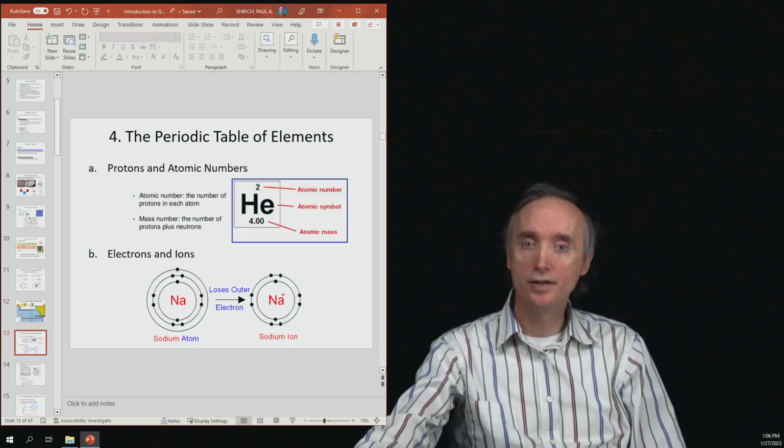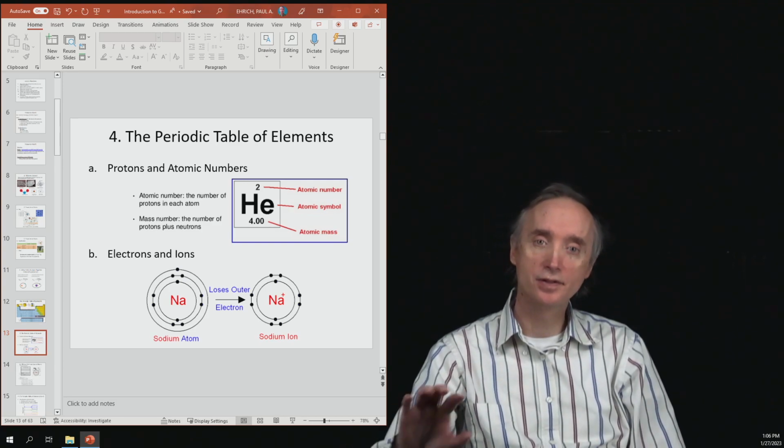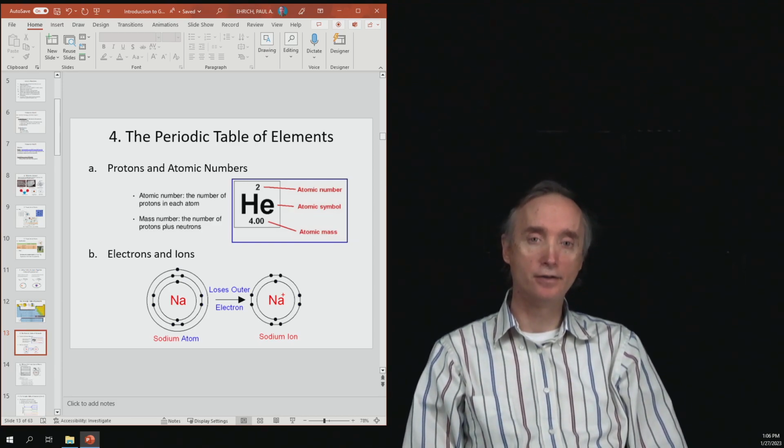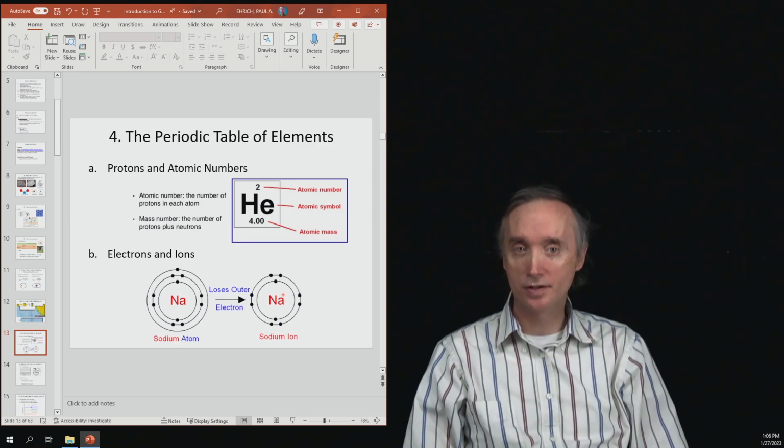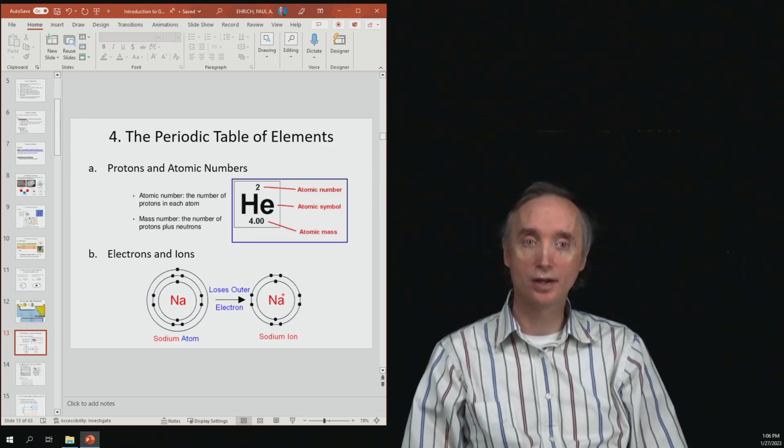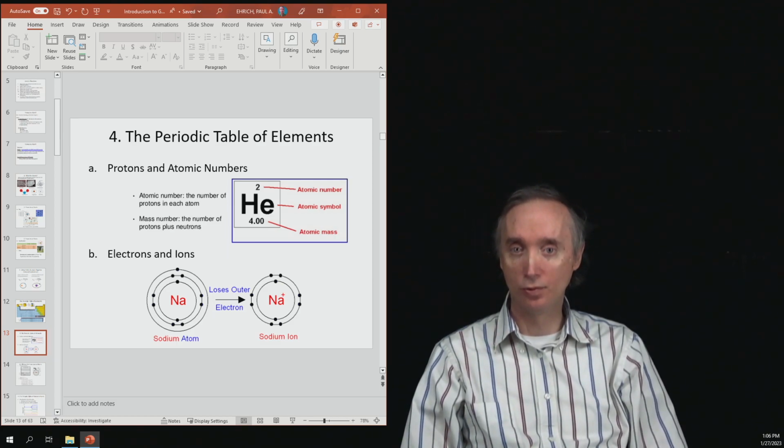The number of protons, that's what determines the identity of the element. Okay, now incidentally, the number that does have the decimal point is going to be called the atomic mass. And that takes into account the number of neutrons that are in there. So we'll get back to that later.